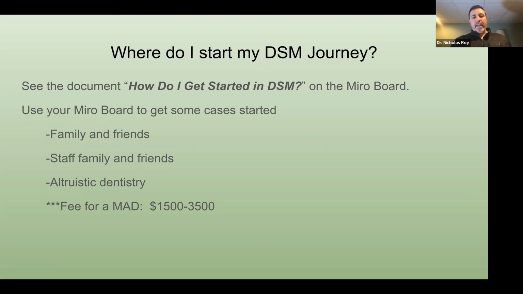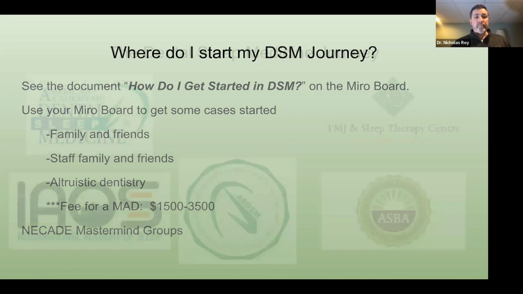Again, topic for another day. If you're going to start, around $15,000 to $2,000. Our office fee, we try to get somewhere around $2,800 per appliance. And then lastly, in your DSM journey, if you want to use NECAID's mastermind groups, we have a group that meets once a month. We present cases, we share ideas in the world of dental sleep medicine. You can bounce some stuff off if you decide to go down that road.